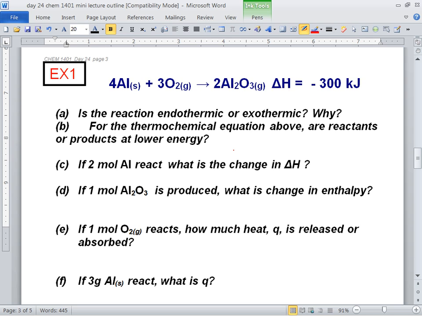So write down your answer for A. Is this reaction endothermic or exothermic? And why? Write down your answer for A. Is it endothermic or exothermic? And why?